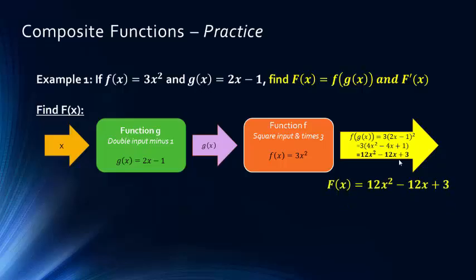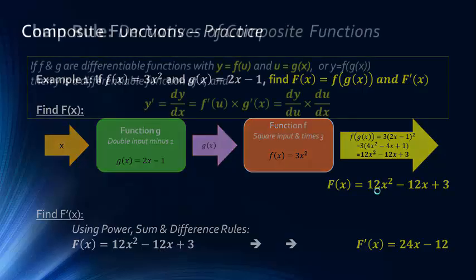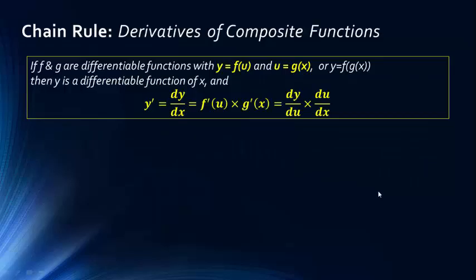The derivative of this is pretty easy since we have a difference and a sum, so we can take the derivative of each piece. We have two power terms, and then we have a constant. So our derivative here is going to be the derivative of the first piece, which is 12 times 2x, or 24x, and then minus 12 times 1, or minus 12. Now we're going to look at the same function again in a minute using the chain rule.